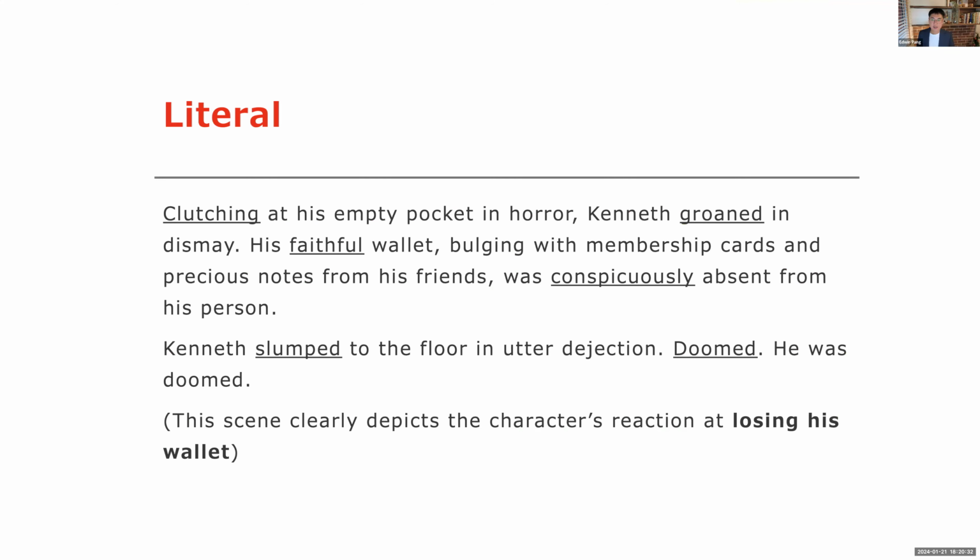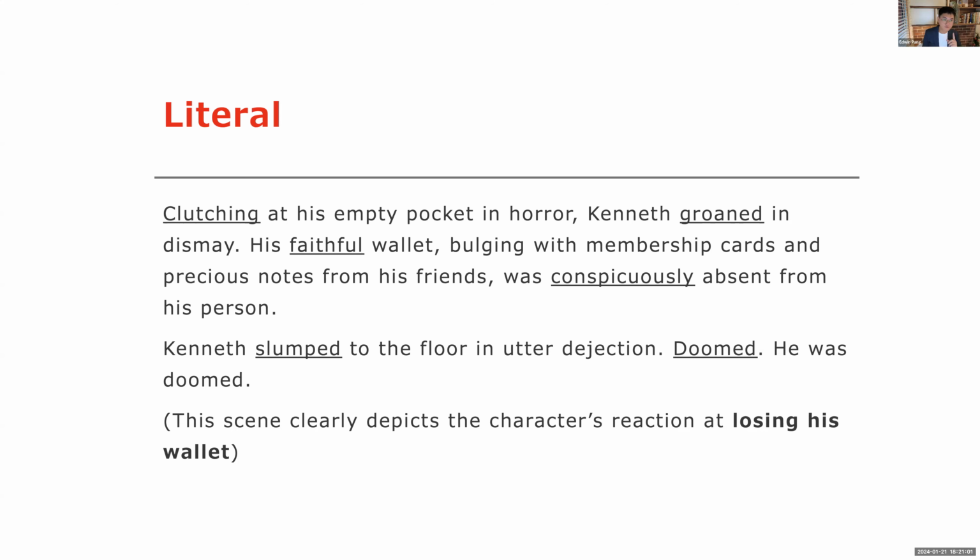So clutching his empty pocket in horror, Kenneth groaned in dismay. His faithful wallet, bulging with membership cards and precious notes from his friends, was conspicuously absent from his person. Kenneth slumped to the floor in utter dejection. Doomed. He was doomed. Notice how Kenneth has lost a physical object. That's right, this is a wallet. So this is a literal interpretation of the theme, something that was lost.